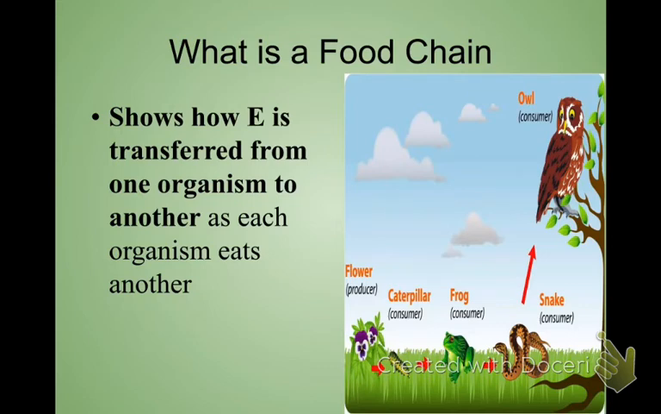They are showing where the energy is going. The energy from the flower is going into the caterpillar. The energy from the caterpillar is going into the frog. And the energy from the frog goes into the snake. That's what your arrows are showing.